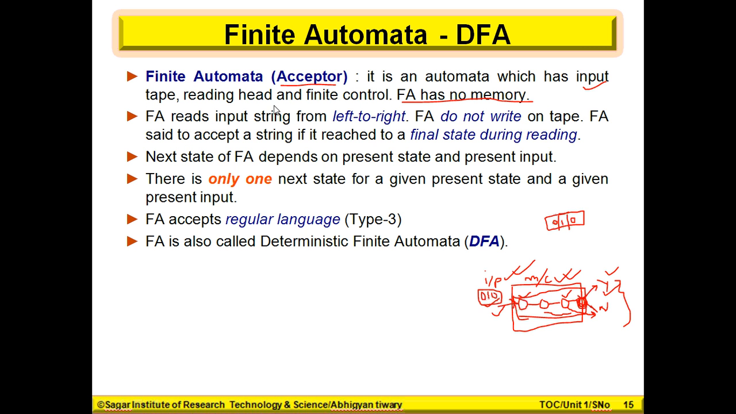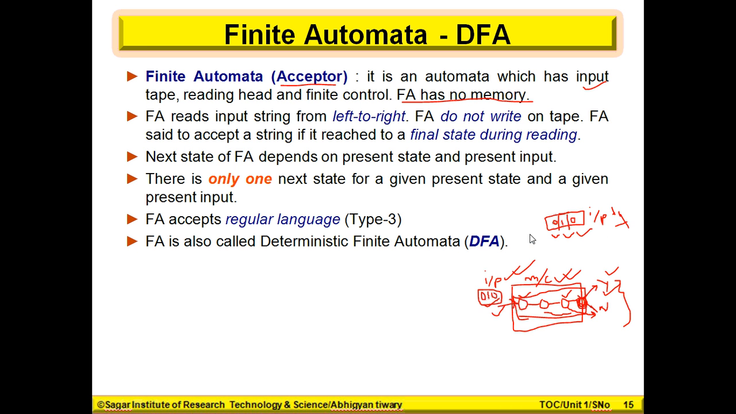So in DFA there is no memory. Now, FA reads the input string from left to right. We start reading from left to right and move in this direction. And we are not going to write on the tape itself. This is an input tape. We will see the example. So we are not going to write on this one.